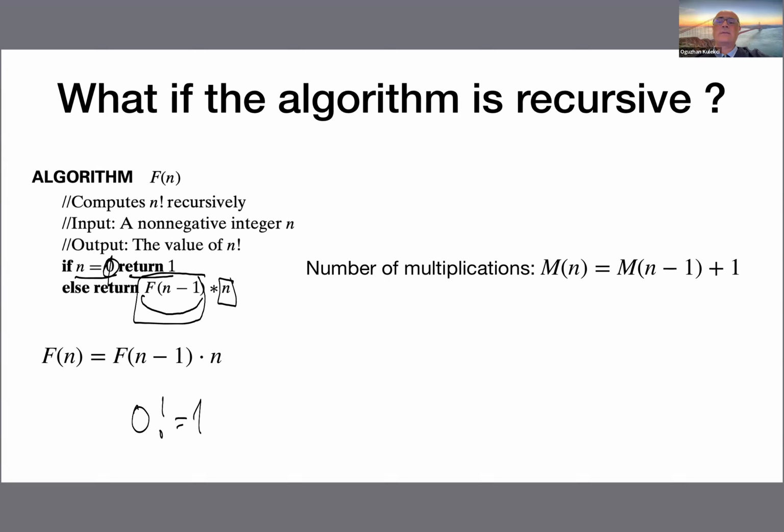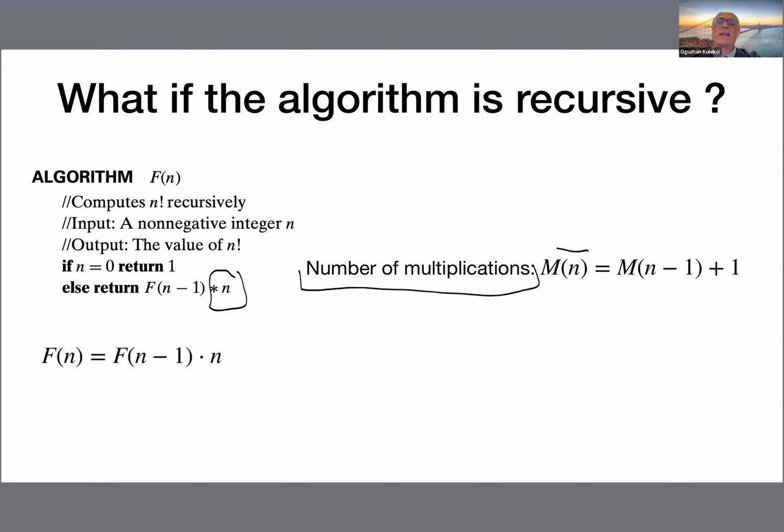That means, if I'm counting the number of multiplications, the number of multiplications for the input size n is equal to the number of multiplications for n minus 1, plus 1. So this is my recursive formulation of my cost.